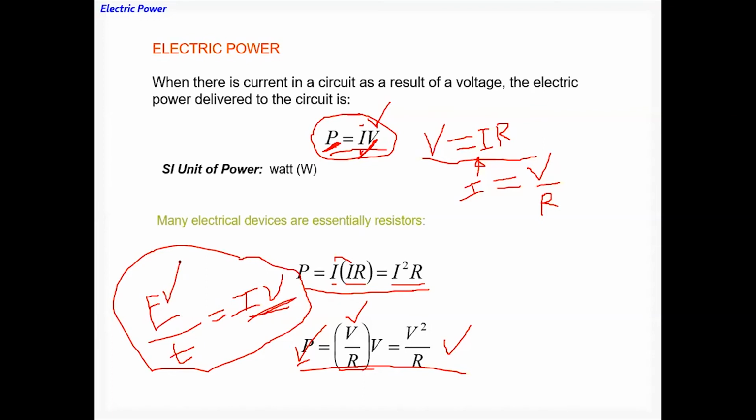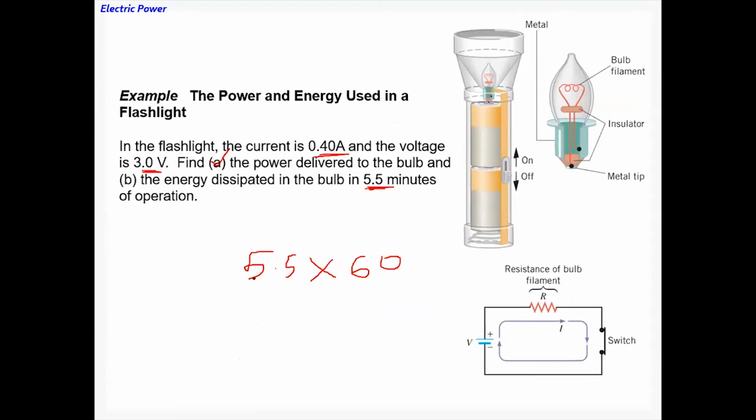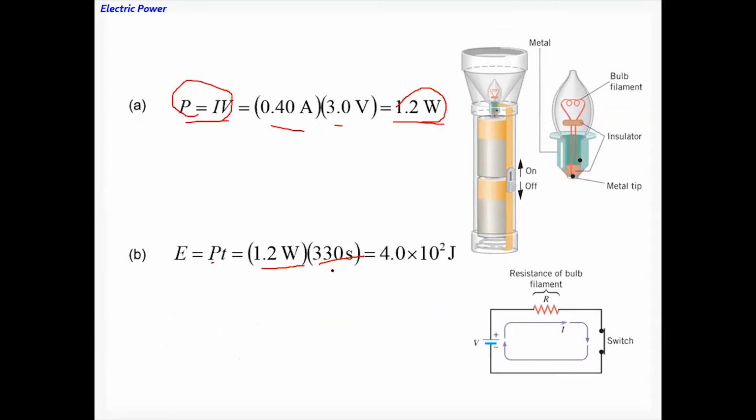Then how do you find the energy? If you know IV, multiply both sides by T. Then you get E equals IV times T. So IV is power, which we already have: 1.2. Then multiply by time, which is 330, because if you multiply 5.5 by 60, you get 330. Multiplying this together, you get about 400. And what is the unit of energy? The unit of energy is joule.